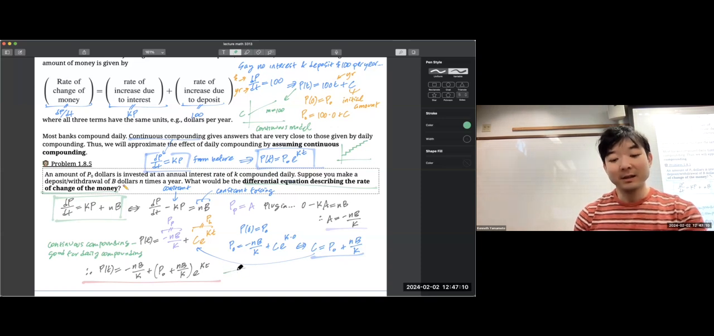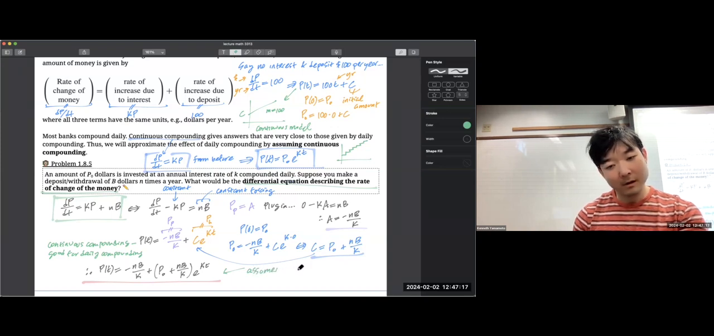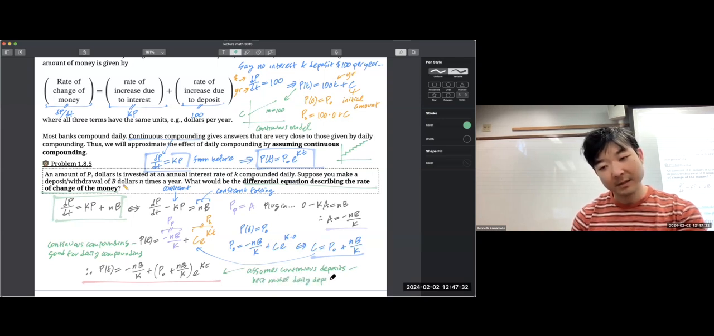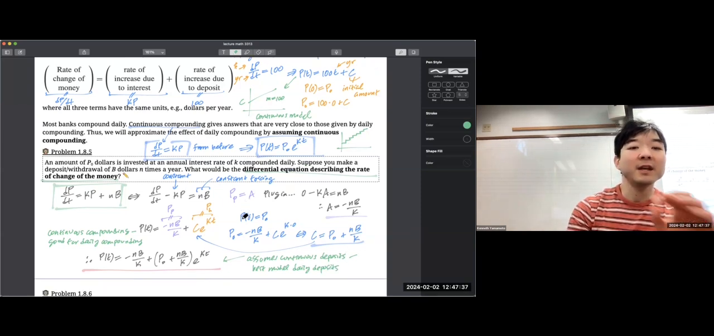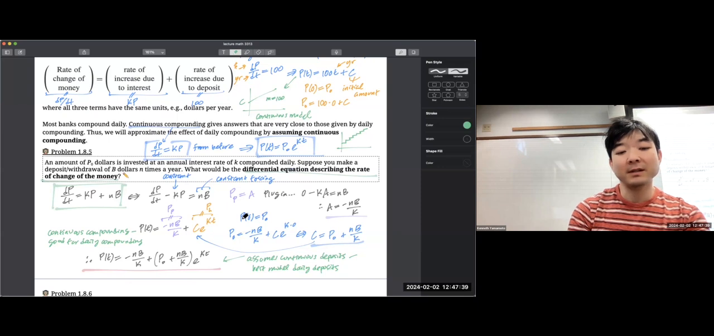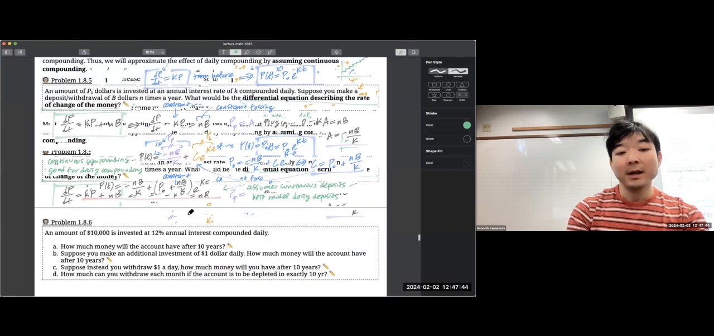So I'll just say here, this model actually also assumes continuous deposits. So I guess it would best model daily deposits, just like it would best model daily compounding. So that's the subtlety about this model and its limitation: it's kind of an idealized model that looks at this kind of situation.